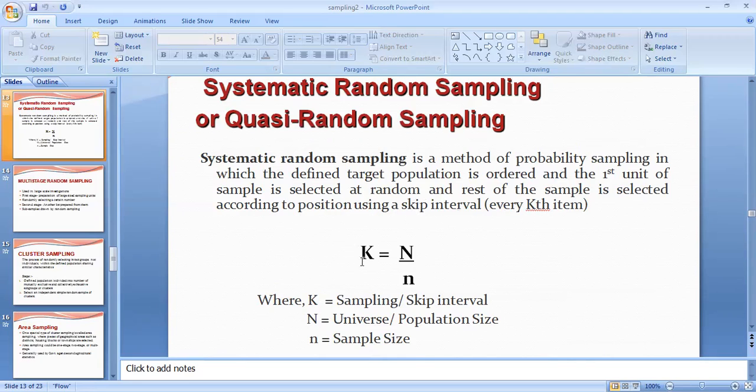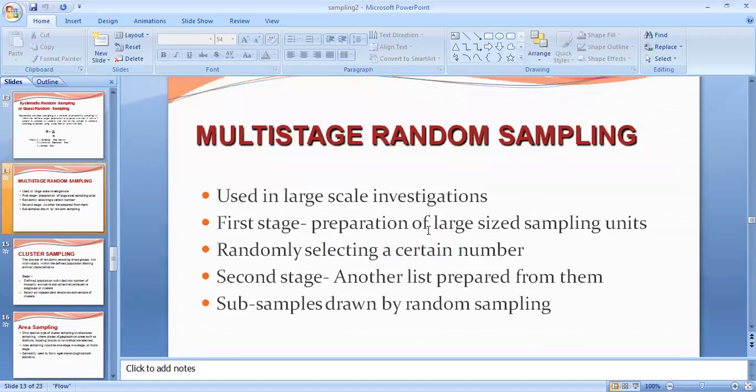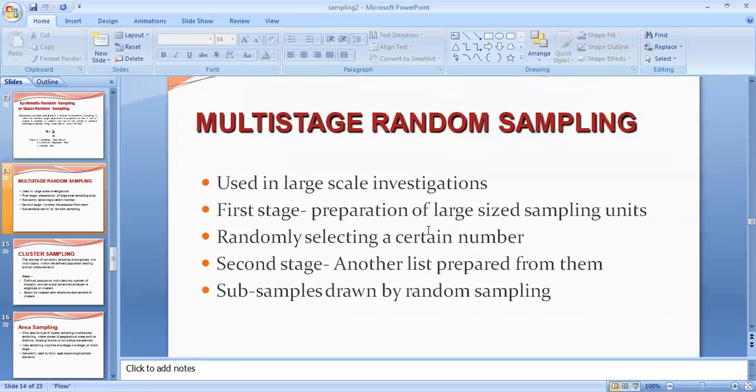Every kth item, we can calculate k equals capital N divided by small n, where k is the sampling or skip interval, capital N is the universe or population size, and small n is the sample size. The sample is the subset of the population or universe. Next, there is multi-stage random sampling.